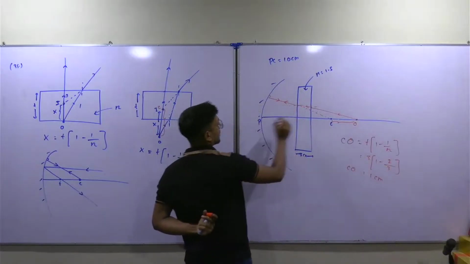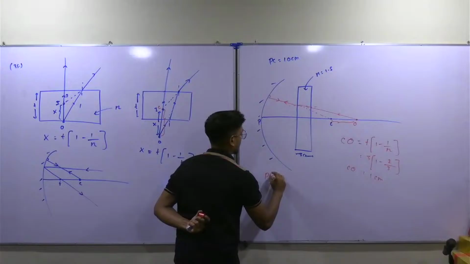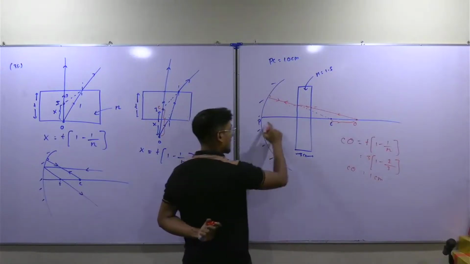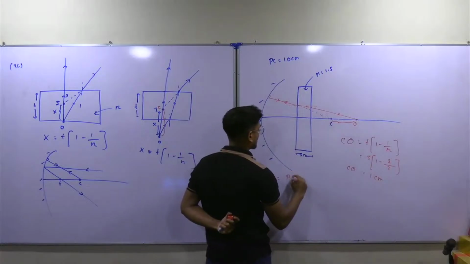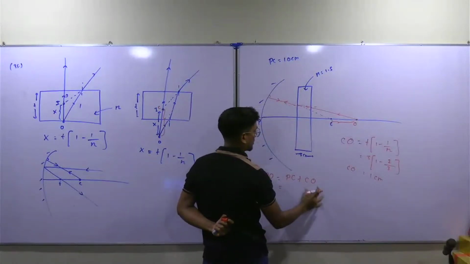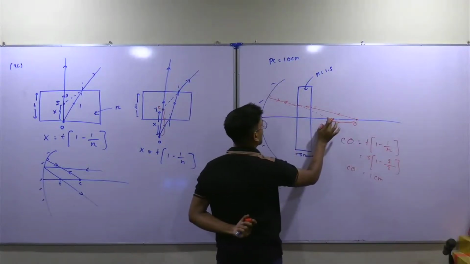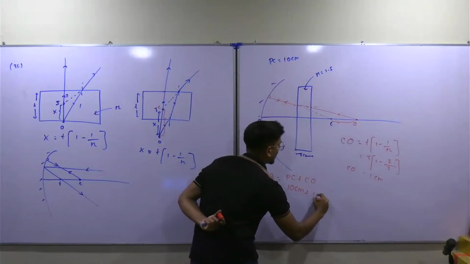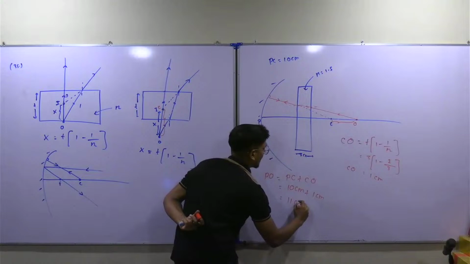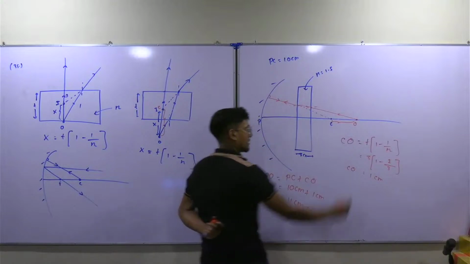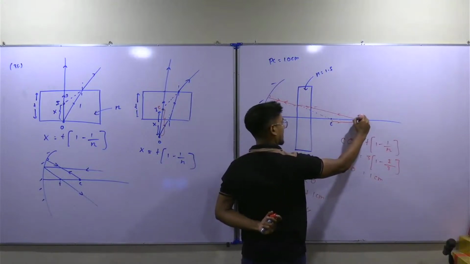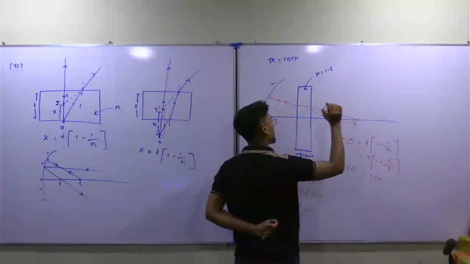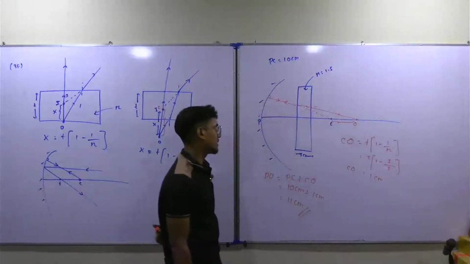So from P to O, what is the distance? We need to find the location of the object. The location of the object is the PO distance, that is PC plus CO. Now you know CO is 1 centimeter. PC means how much? PC means 10 centimeter. So 10 centimeter plus 1 centimeter, that is 11 centimeter, right? Now, when you place the object at this point, the image will exactly coincide with that point.